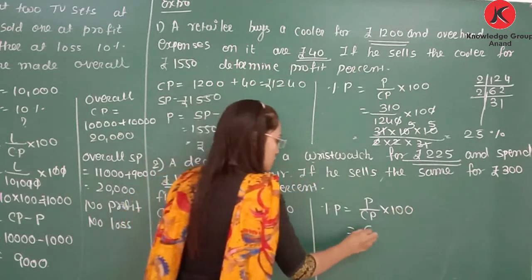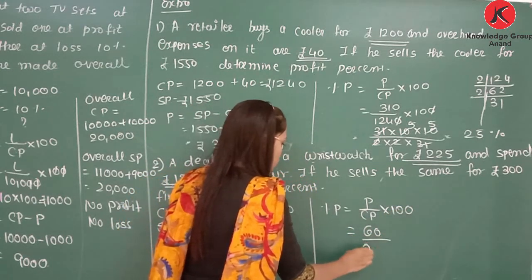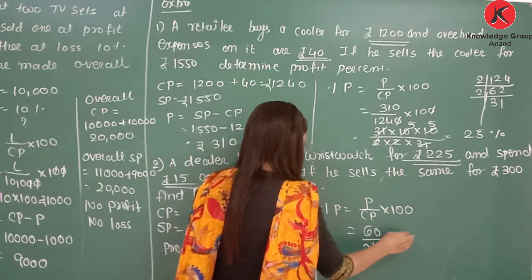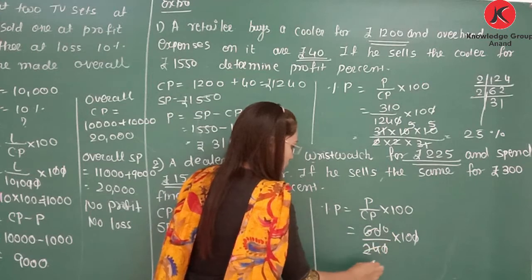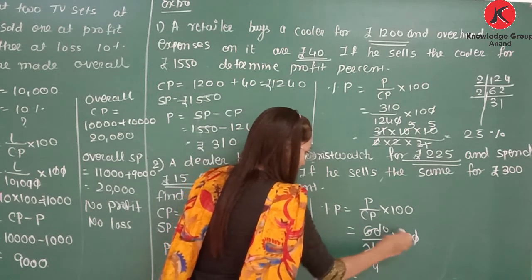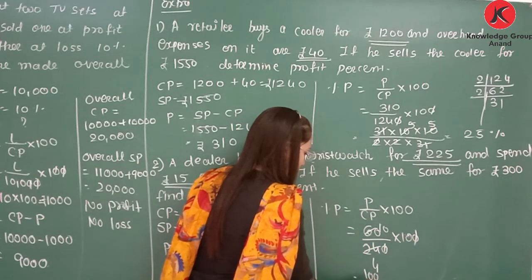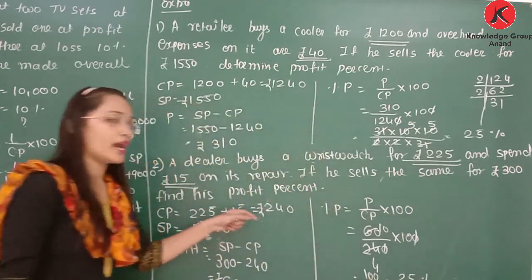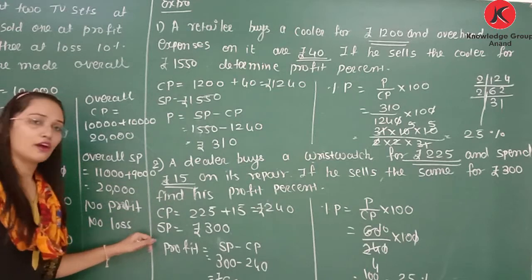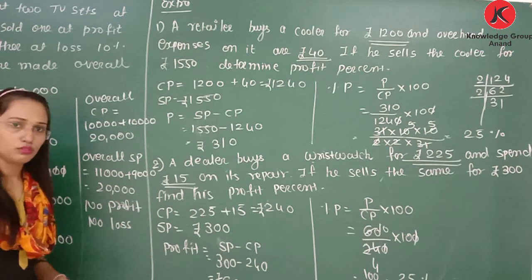Now here 60 rupees profit, cost price is 240, multiplied by 100. So it is 100 divided by 4. 10 into 10 is 100, divided by 4 is 25%. So here he got 25% profit after selling the wristwatch for 300 rupees.